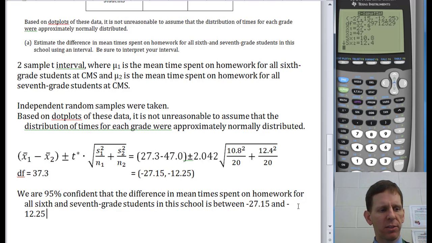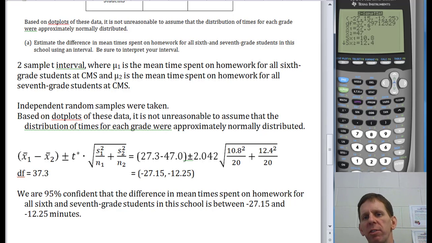These numbers are minutes, so it's appropriate to give the units. So we're 95% confident that the difference in the times is somewhere between negative 27 and negative 12. That means 6th grade students are using about, on average, some value between those two numbers for their time. So that's how you set up a two-sample t-interval, and you'll have some examples of these on your homework assignment for tonight.